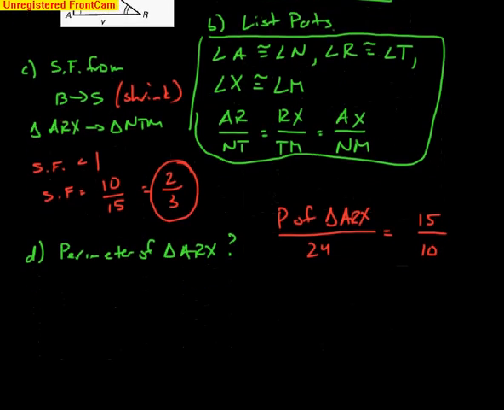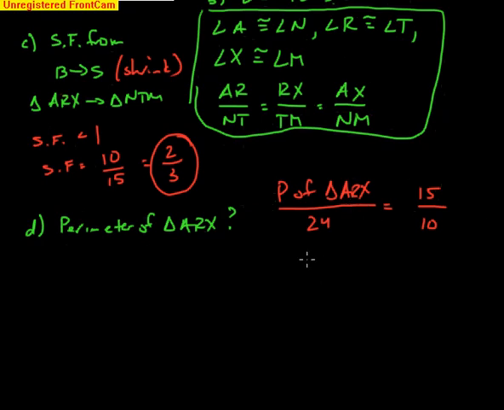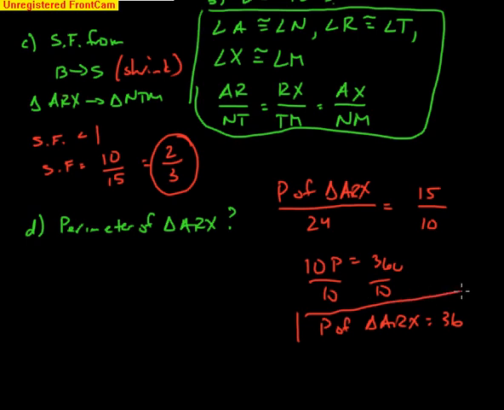And now we cross multiply and divide. Let me scoot this down a little bit so I have some room. Cross multiply, we'll get 10p equals 15 times 24, which is going to come out to be 360. And we'll divide by 10. So the perimeter of triangle ARX is going to be 36.